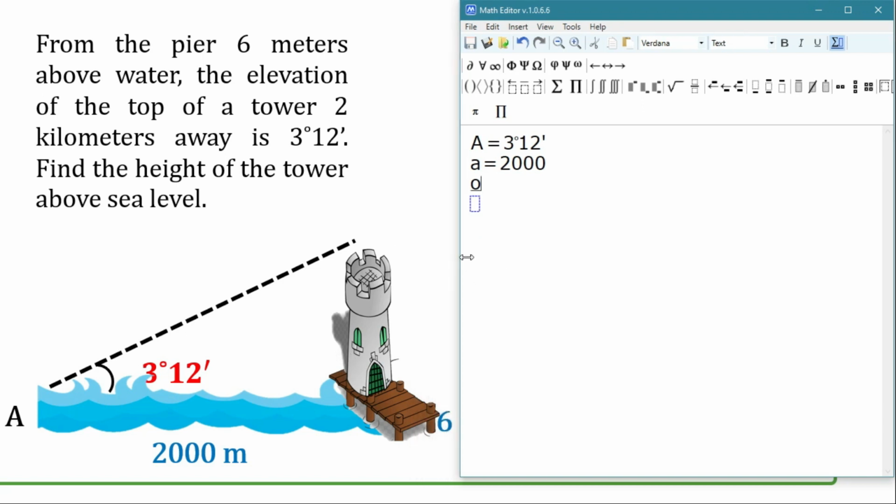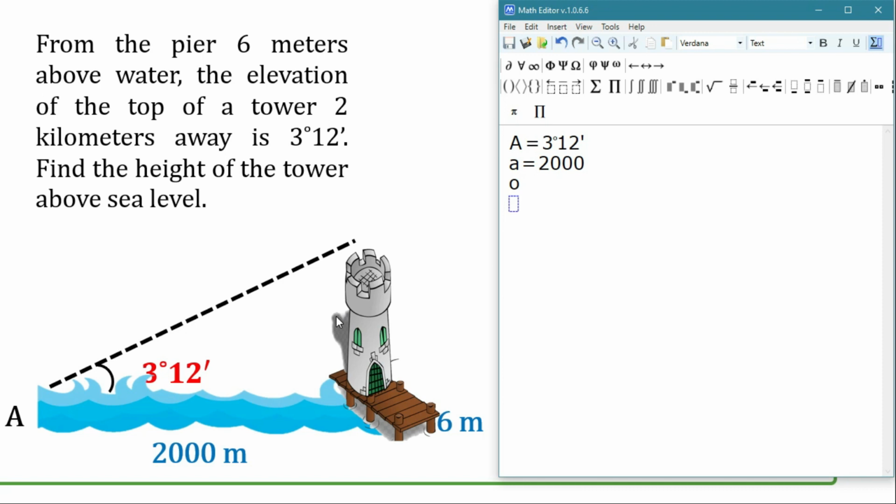Pero kapag sinabi nating height of the tower above sea level, we have to consider the pier that is 6 meters above. Meaning to say, yung opposite side natin ay aadan natin ng 6 para mahanap natin yung height ng tower above sea level. But then, pwede naman natin kunin muna si O para malaman natin yung height ng tower above sea level.